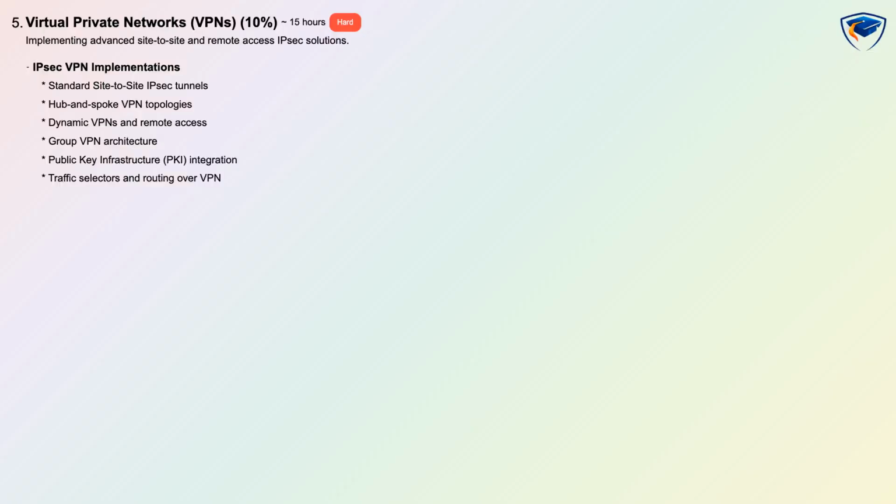Virtual Private Networks covers advanced site-to-site and remote access IPsec solutions and is hard with an estimated 15 hours of study. The focus is on building standard site-to-site tunnels, hub and spoke topologies, and dynamic remote access VPNs including group VPN architecture. You will also learn PKI integration, traffic selectors, and routing over VPNs to ensure secure connectivity across networks. Scenario-based questions will require design choices and configuration troubleshooting.